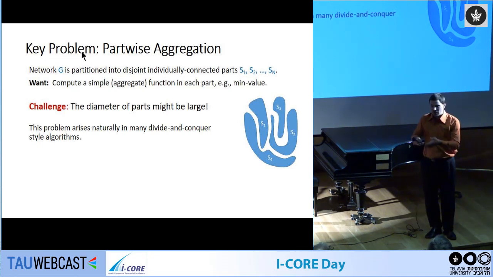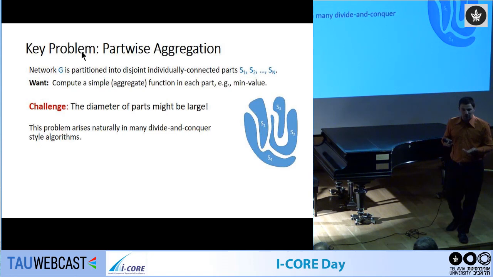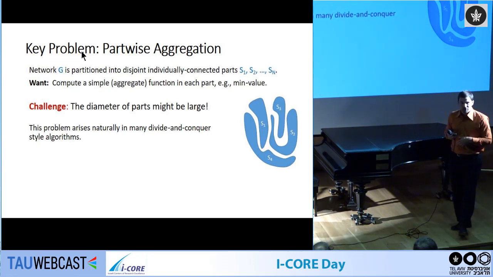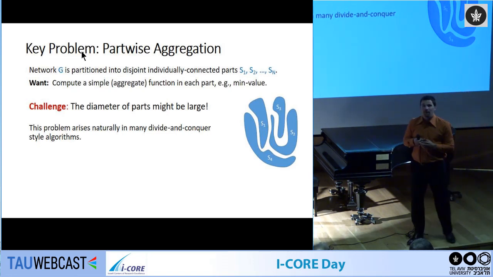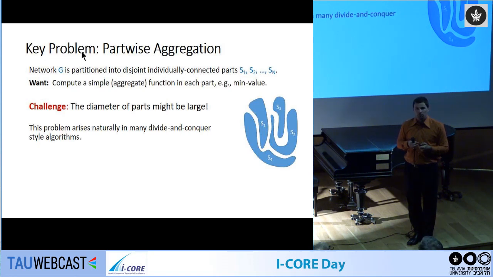In divide and conquer, you have some subparts of the network. You want to compute some super simple function on these subparts of the network, and you want to do this in parallel. Yeah? Is the requirement of connectivity for subsets essential?